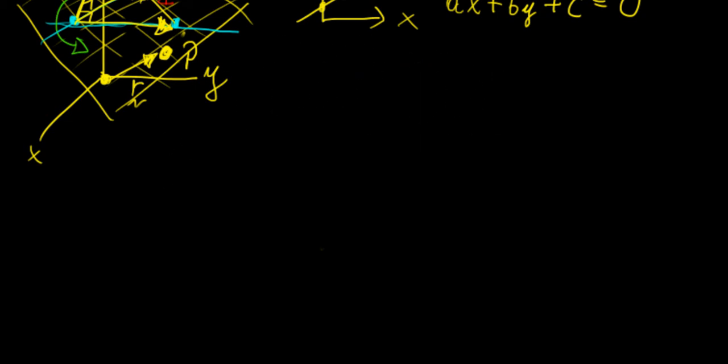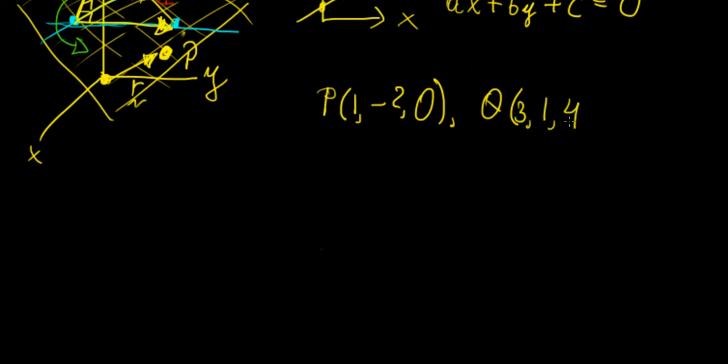So let's go into an example. Let's say I give you the following points. Let's say p equals (1, minus 2, 0). Then q is going to be (3, 1, 4). And then r is going to be (0, minus 1, 2).